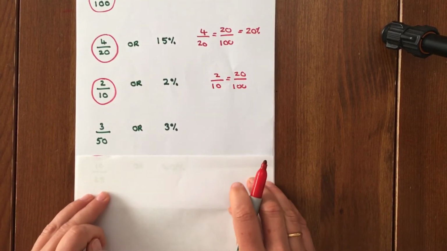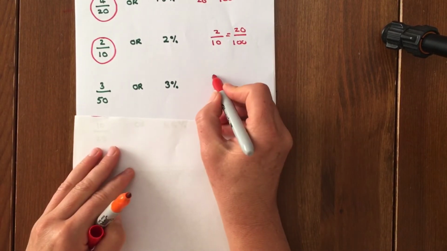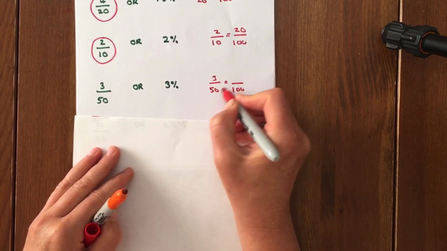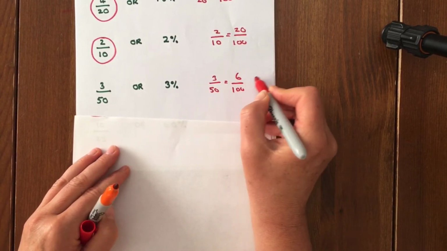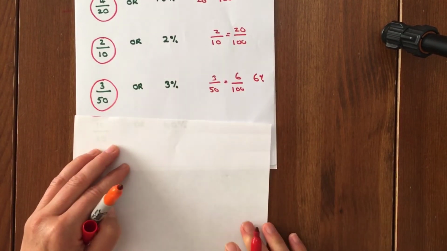Okay, 3 out of 50 or 3%. Which one is bigger? So 3 out of 50, change it to be out of 100. So times top and bottom by 2. So that's 6%. So this one is bigger.